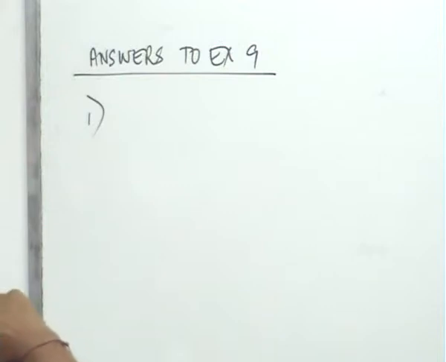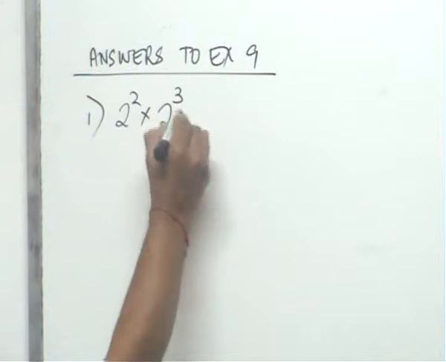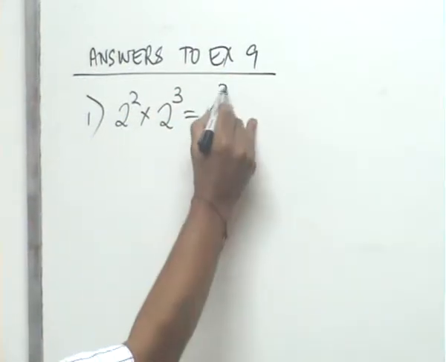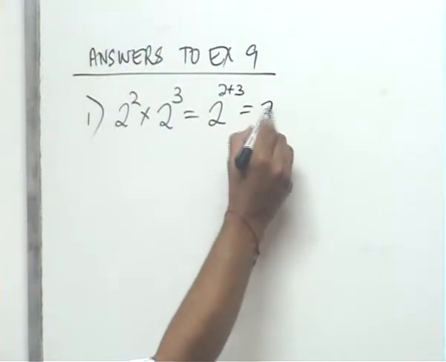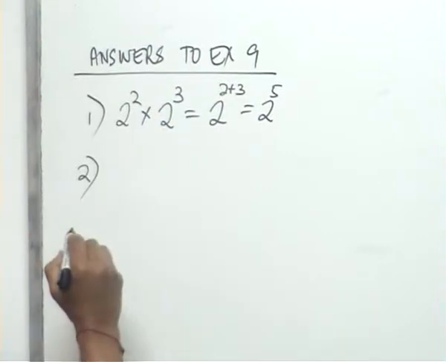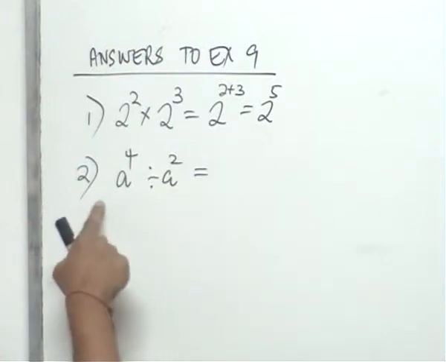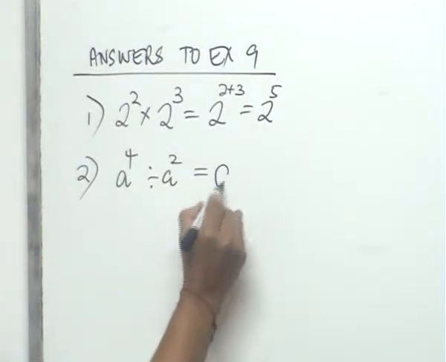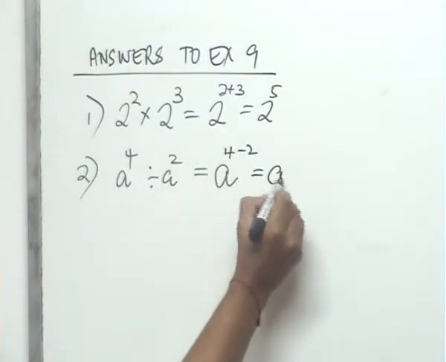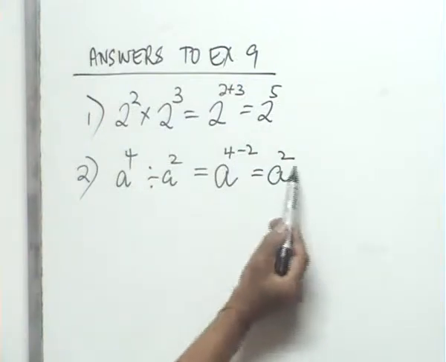The answers to exercise 9. Number 1, you had 2 squared times 2 cubed, right? So write down the base one time, add the indices, 2 plus 3, and you get 2 to the 5, using the multiplication law. Number 2, a to the 4 divided by a squared. Now you have to use the division law. Write down the base one time and subtract the indices, so you get a squared. So you see, there you use the multiplication law, here you use the division law.